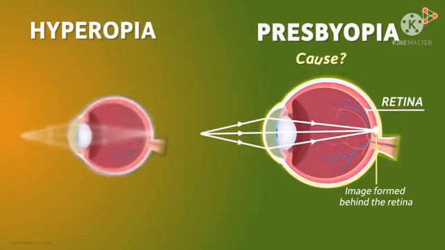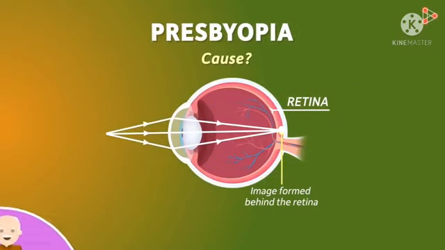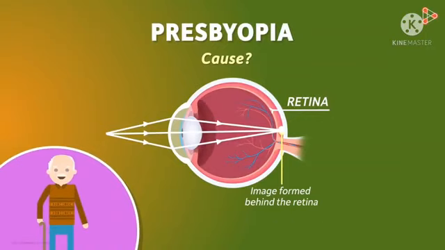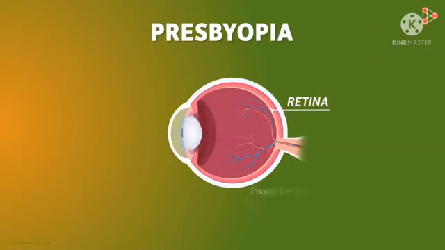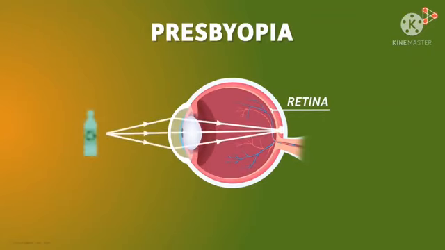What is the reason for this eye defect then? As the person ages, the lens reduces its power of accommodation. It means that the lens loses its flexibility to move. In this condition, the lens cannot adjust its focal length in such a way that the nearby objects are visible.